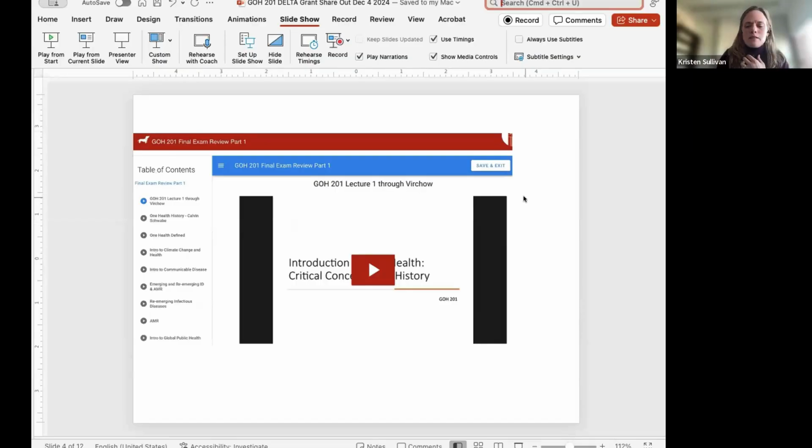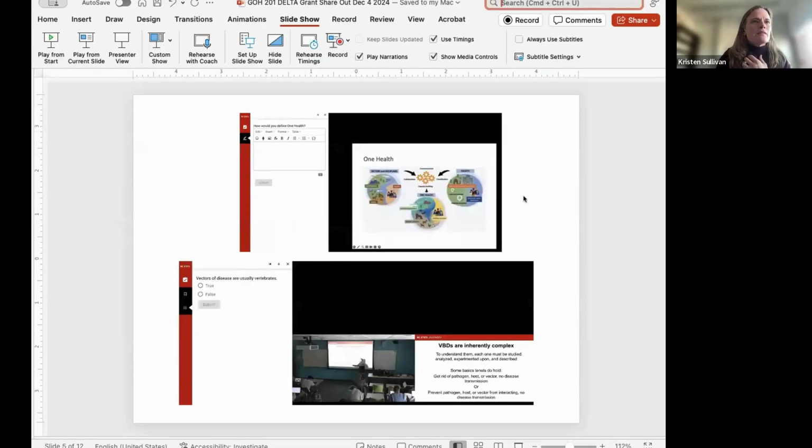And then let's see. Okay, yeah, these were just examples of, so this was a pre-recorded lecture. This was an open-ended question. How would you define One Health? And then here I had on the bottom picture, a guest speaker, Dr. Michael Reiskind, talking about vector-borne diseases.